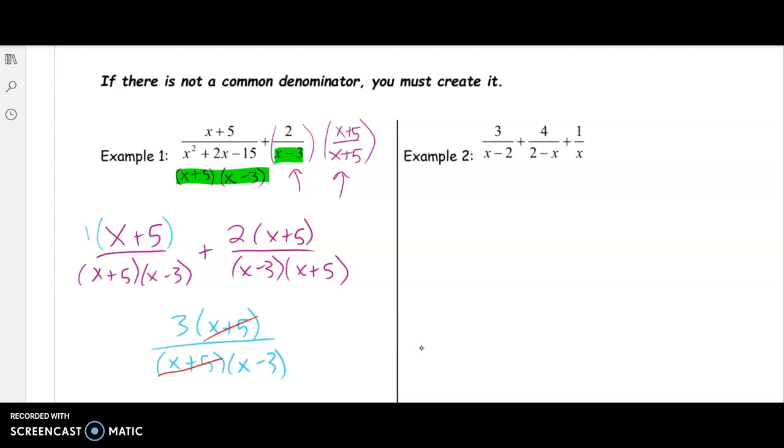Anything divided by itself is equal to 1. So our remainder on top is 3 and the bottom is x minus 3. And this is as simplified as it gets. So let's look at another example.